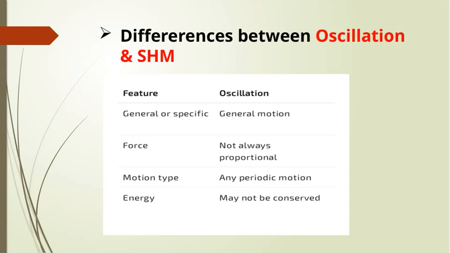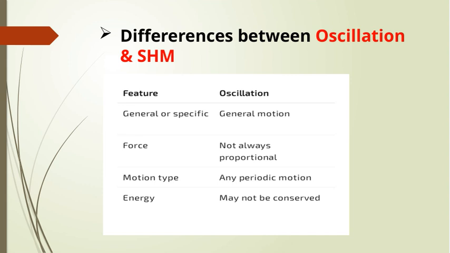Let's take a closer look at the differences between oscillation and simple harmonic motion. While both involve repetitive movement, there are some key distinctions to keep in mind. Oscillation is a broad term that refers to any periodic back-and-forth movement, which can be irregular or complex. In contrast, simple harmonic motion, or SHM, is a specific type of oscillation where the restoring force is directly proportional to the displacement and acts in the opposite direction. This results in a smooth, sinusoidal motion that's predictable and consistent.